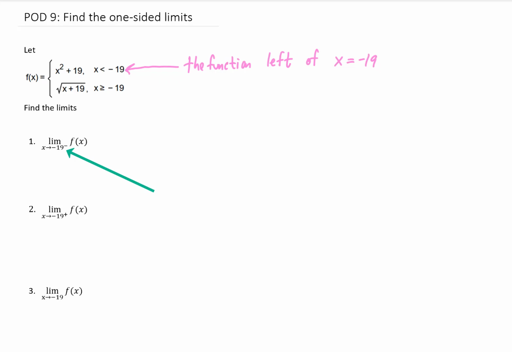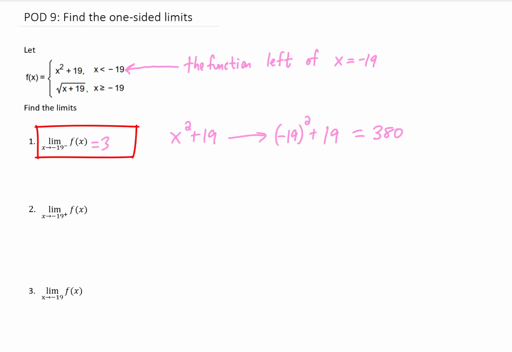So from the left side of negative 19, our function just looks like x squared plus 19. And as x approaches negative 19, we can find what happens to the y value of this function just by plugging that x value into it. Squaring negative 19 gives us positive 361, and then adding 19 to that gives us 380. So our limit as x approaches negative 19 from the left is 380.